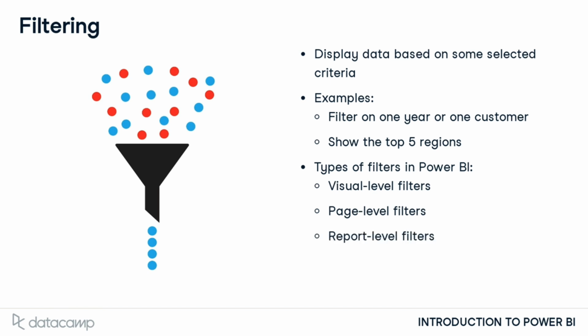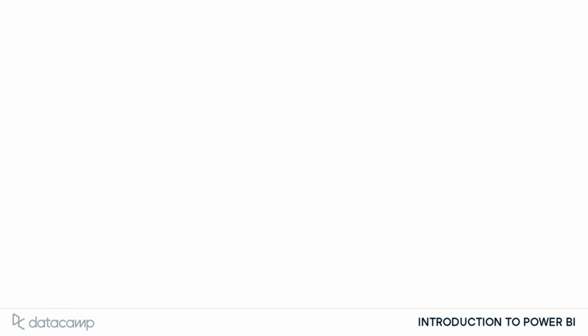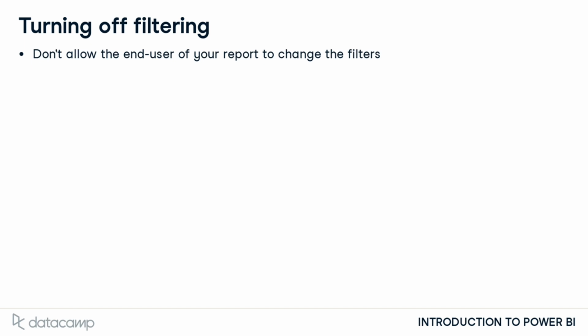Report level filters are filters that you use to apply a filter on the entire report. It's possible that you don't want the end user of your report to be able to change the filters. For example, if you have a visualization focusing on computer sales, it wouldn't make sense for the user to be able to change the filters so a different product is displayed.